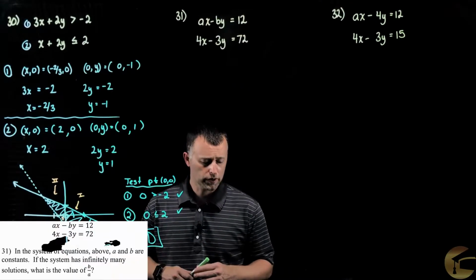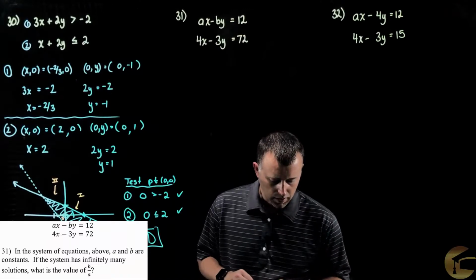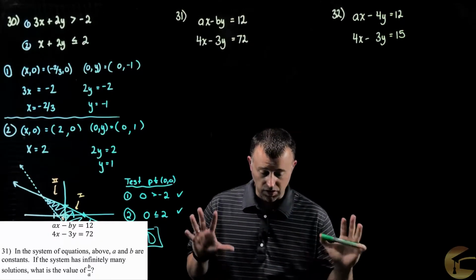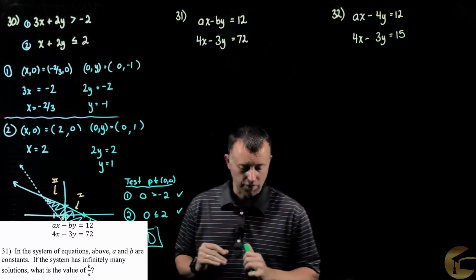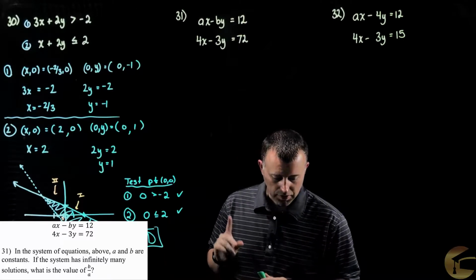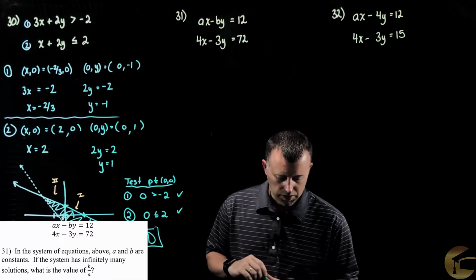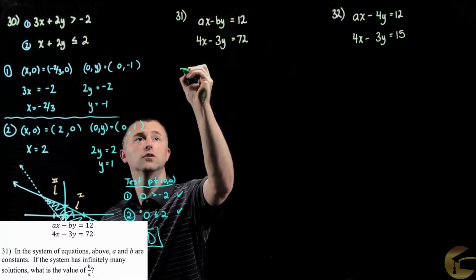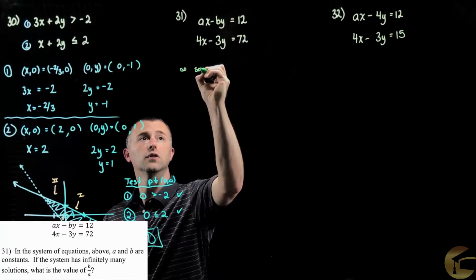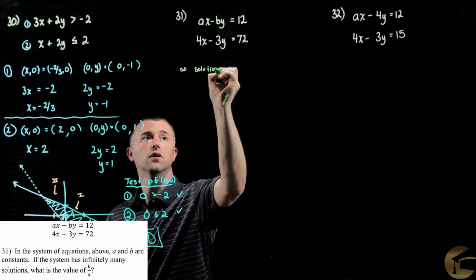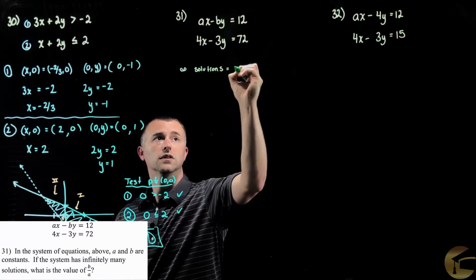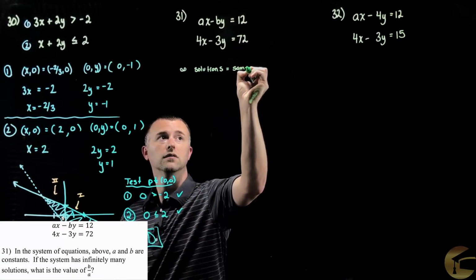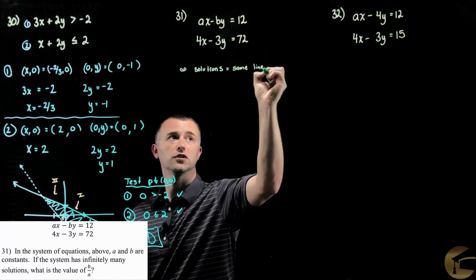All right, number 31, here we go. This one is saying if the system, in this case, they're giving us a system. There it is. There's obviously some variables in there, but they're giving me a very big clue. They're saying the system has infinitely many solutions. So when you have infinite solutions, which this one is saying, what they're telling you is that these are the same line / equation.